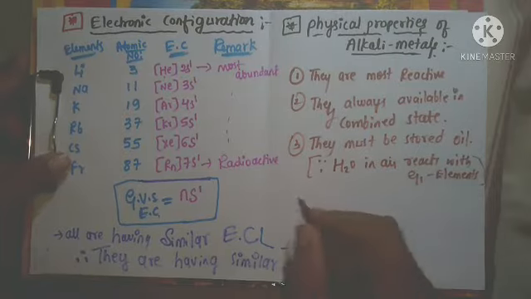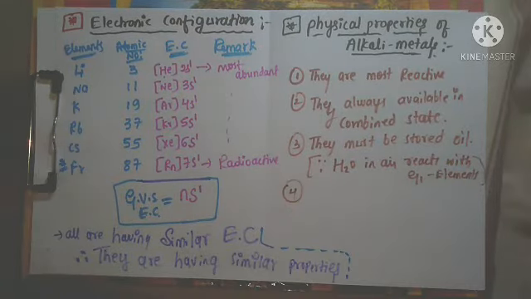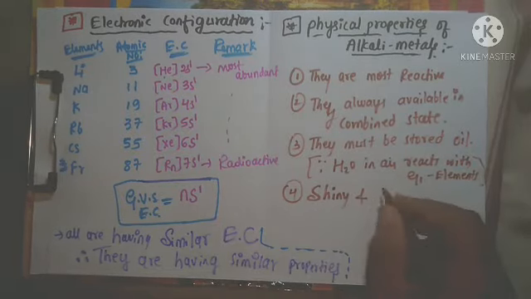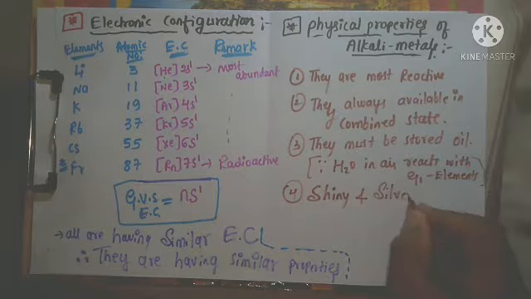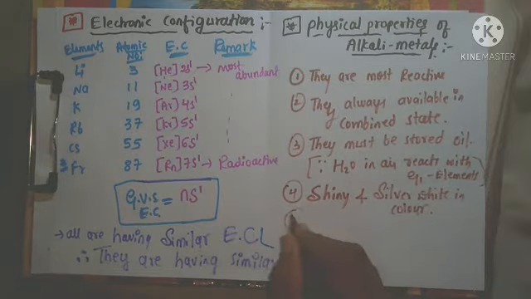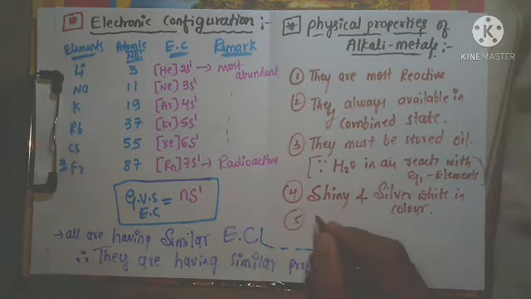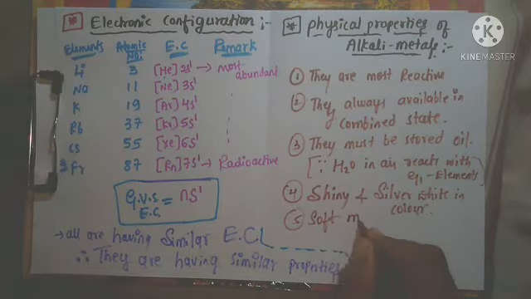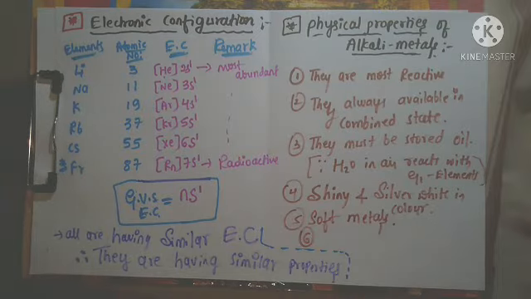Fourth one is, they are shiny. The group 1 elements are shiny and silver white in color. Next, the fifth point is, they can be cut with a knife, meaning they are soft metals. You have to write in full: they are soft metals.